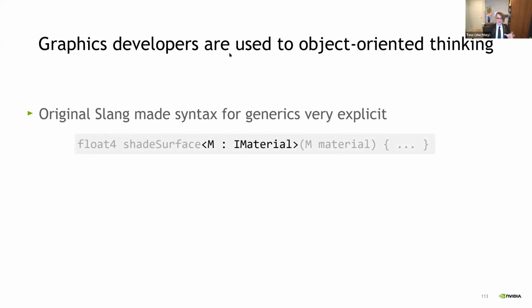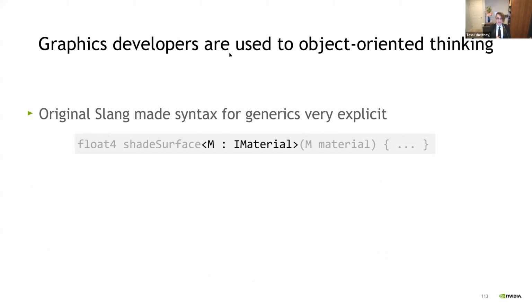A concrete example of where we had to make these compromises, which wasn't a big one, is this: in the original Slang system that we shipped to users and tried to get them to use, we made the syntax for generics very explicit. We always used interfaces in particular as type constraints. We always had this angle bracket syntax. We always had the interfaces appearing as type constraints.